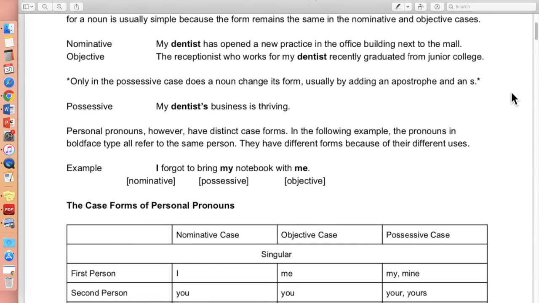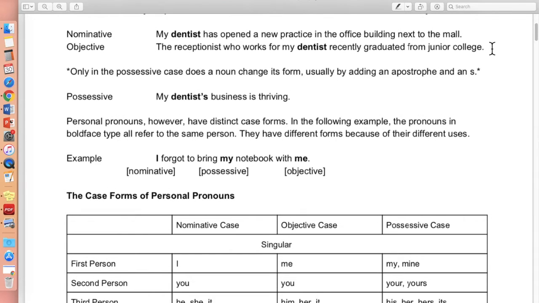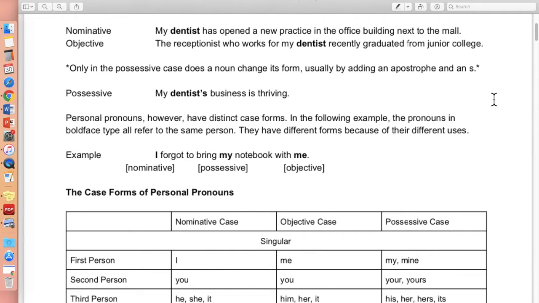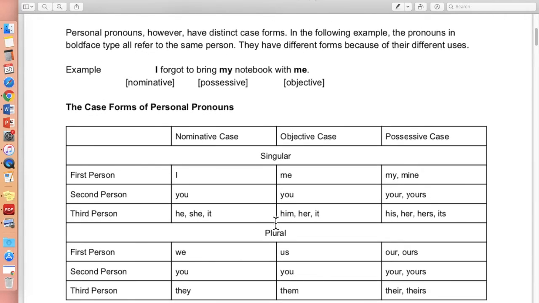Okay. Let's move on to objective. Objective is going to be either a direct or indirect object in the sentence. That noun is being replaced with a pronoun if you're choosing to use a pronoun to be less specific. Okay, so the receptionist who works for my dentist recently graduated from junior college. The receptionist graduated from junior college, but we have this extra information. It's an indirect object, my dentist. If you look down in the objective case, since it's third person, you replace it with him. My receptionist who works for him recently graduated from junior college.